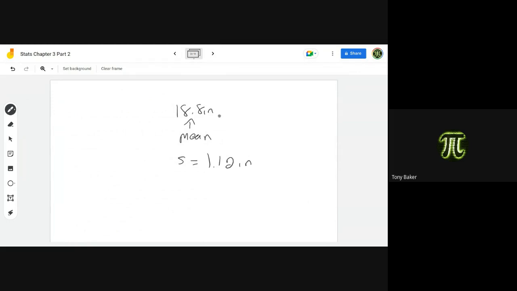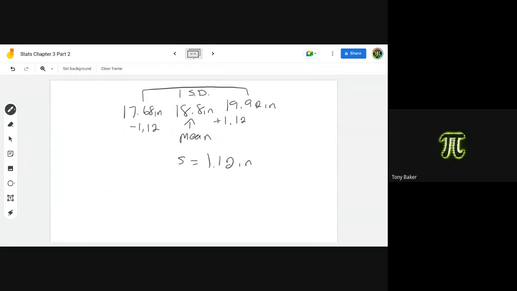So that means I can add 1.12 inches here. From 18.8, I get 19.92. And I can subtract 1.12, and I get 17.68. So within 1 standard deviation, the men's arms will be between 17.68 and 19.92. That's what 1 standard deviation means. Does that make sense? Yes? Okay.